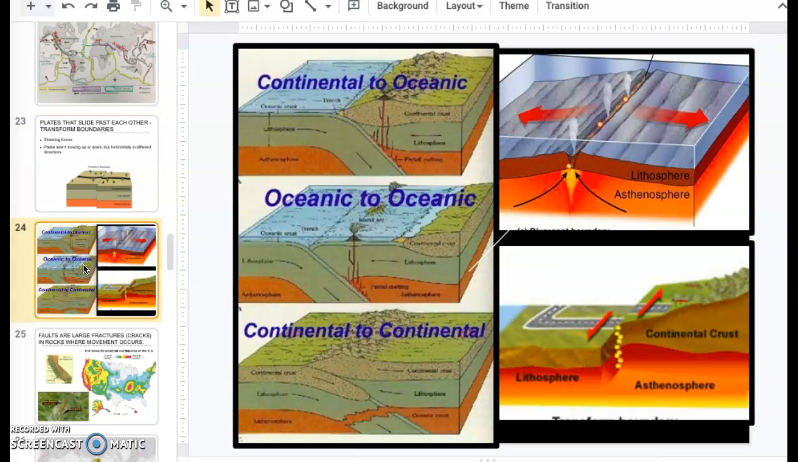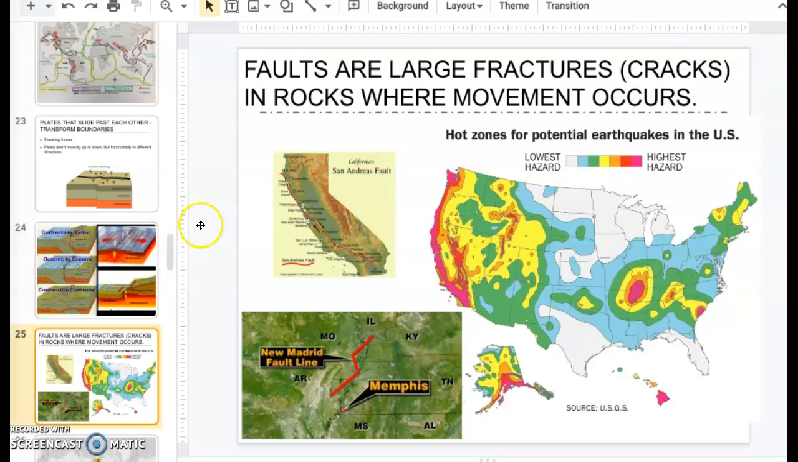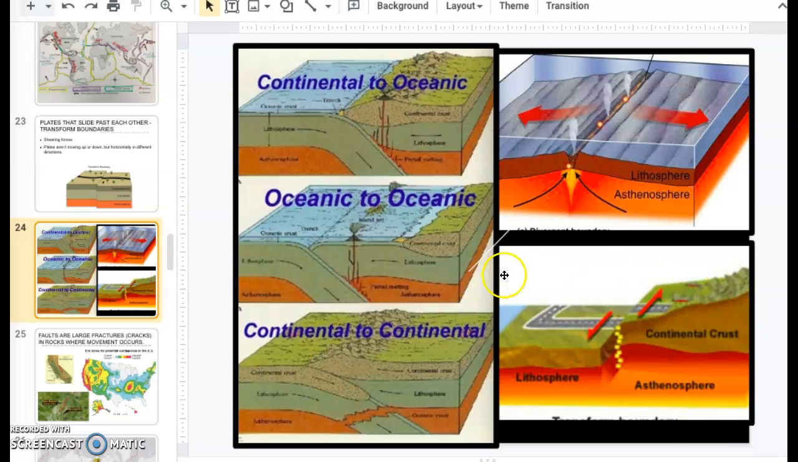So let's review these three again. All of these are the subtypes of convergent: continental and oceanic coming together, oceanic and oceanic coming together, continental and continental coming together. When two plates pull apart, we have a divergent boundary, and as that pulls apart, we get new crust that's being created. And the third one here is our transform boundary, where they're moving past each other in opposite horizontal directions.